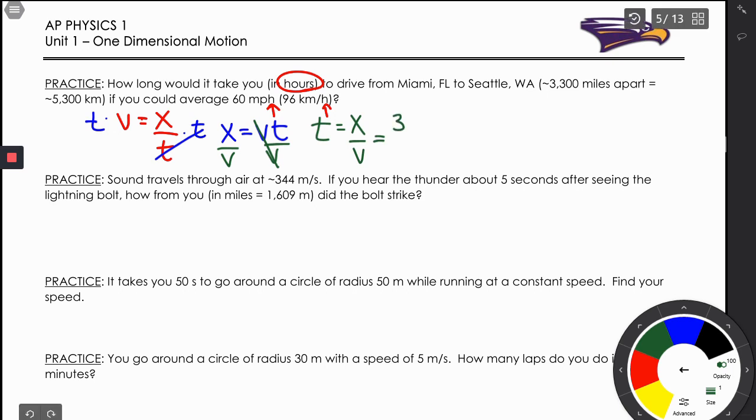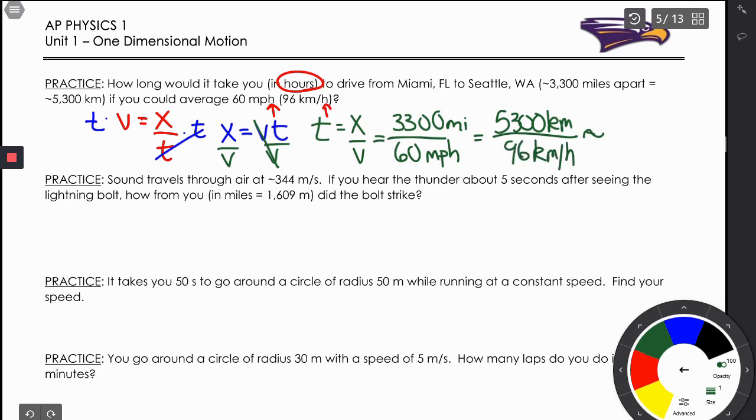So 3,300 miles. If you get something like this, make sure you're plugging in the right units, right? We're using the right values. MPH is miles per hour, okay? So we're going to divide 3,300 miles by 60 miles per hour. And then we're going to do 5,300 kilometers and divide that by 96 kilometers per hour. And you're going to find you're going to get approximately 55 hours, right? If you want to talk about how many days, that's about three plus days. Right, just over 3 days and 7 hours.